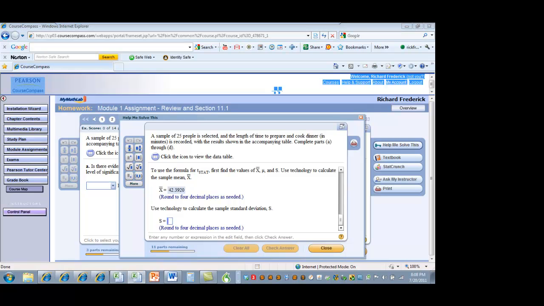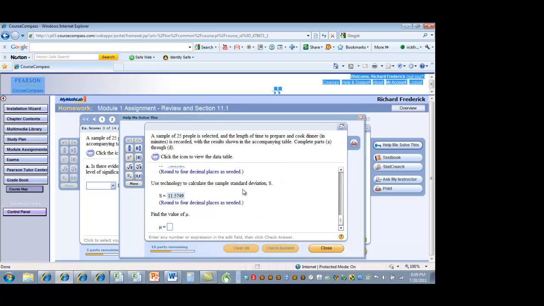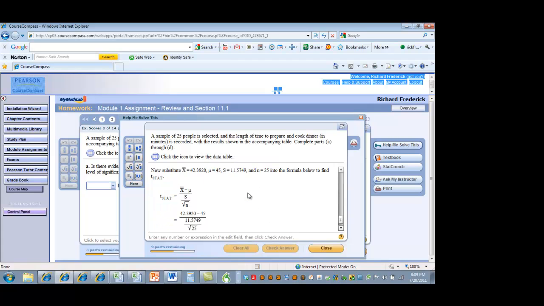Okay, I'm just going to copy it out of my output and paste it in here. Okay, it says round to 4, so that's going to be 5.7549. Check the answer. Fantastic. Now find the value of mu. We know it's 45, our hypothesized value of the population. That's good. And now figure out what this is.